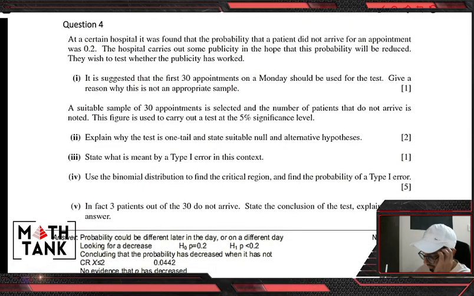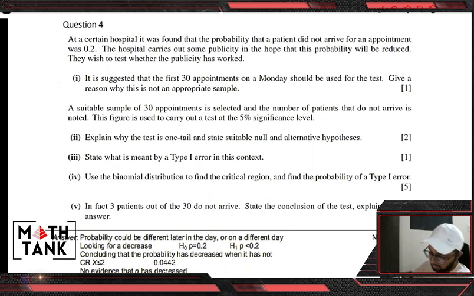Question number 4. It's a long question. We have about 11 marks. It says at a certain hospital it was found that the probability that a patient did not arrive for an appointment was 0.2. So they missed their appointment at 0.2. The hospital carries out some publicity in the hope that this probability will be reduced. They wish to test whether the publicity has worked.